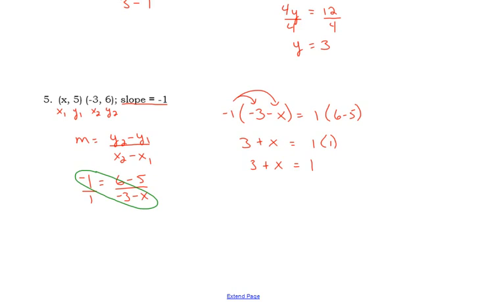Remember, the goal is to solve for x, so I'm going to subtract 3 from both sides. So x equals negative 2.